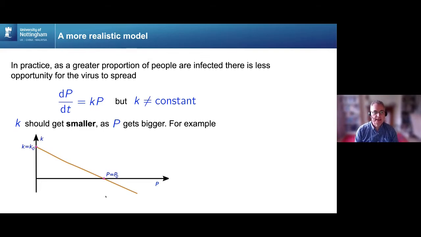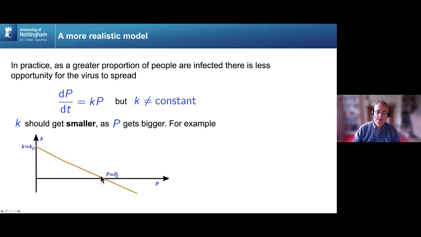Now, a really obvious way to do that is, for example, to just assume its graph is a straight line. So if I was to plot k as a function of p, it gets smaller. And let's, in this very simplest model, which is something we usually do in modeling, make the simplest possible substitution which will satisfy that criterion. And we're going to assume that the transmission gets smaller as more people in the population are infected.